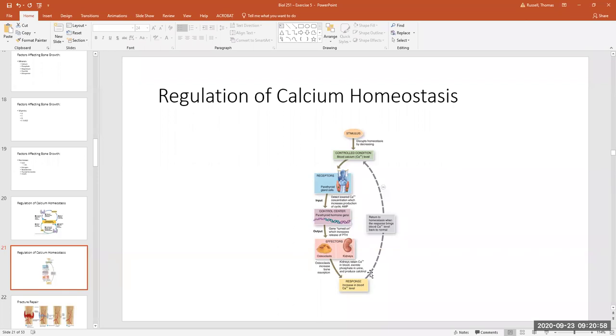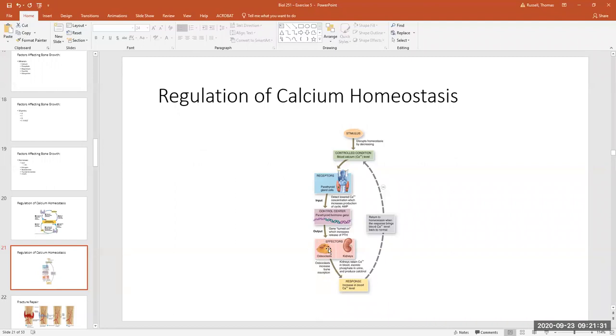So as your food passes through your intestine, when calcitriol is present, the cells in your intestinal lining, which we learned on the first practical is a non-ciliated simple columnar epithelium, respond to calcitriol by absorbing a maximal amount of calcium from the food that is passing through the intestine. And so that helps increase your blood calcium levels.